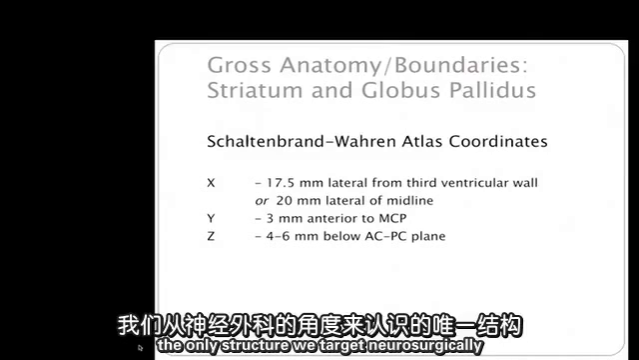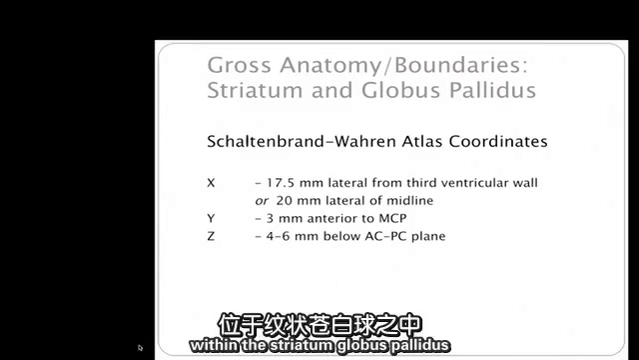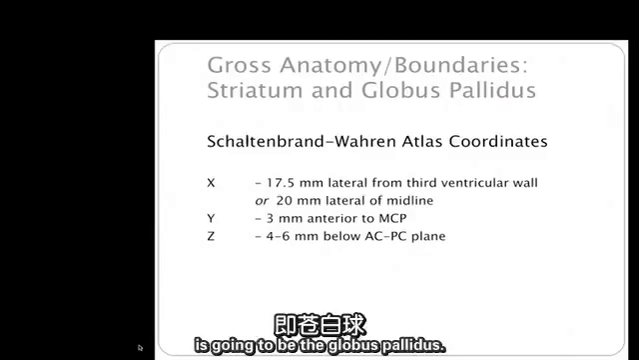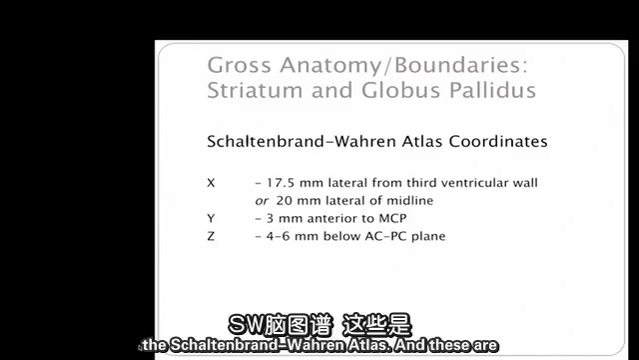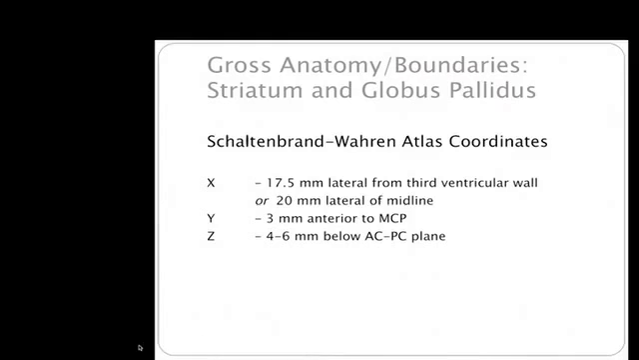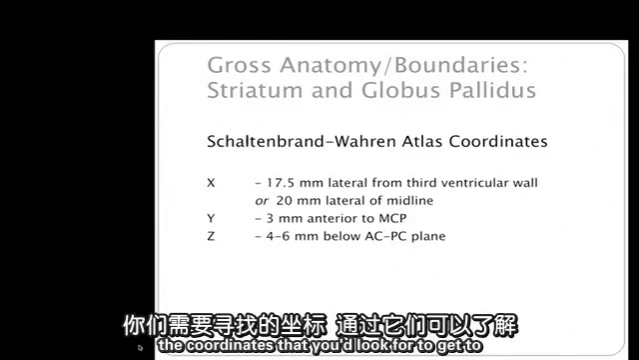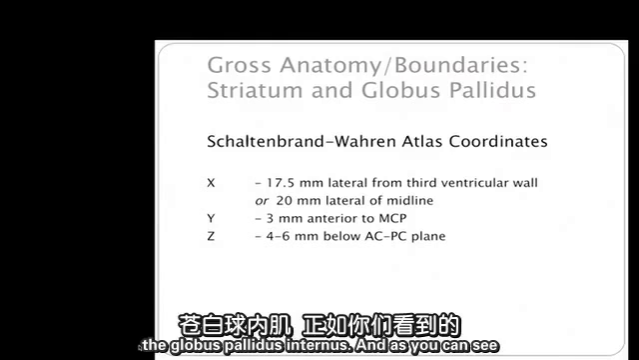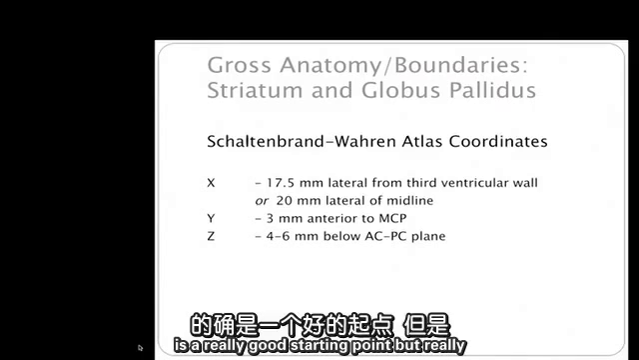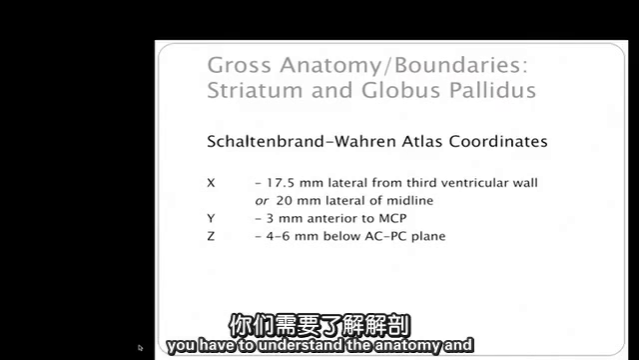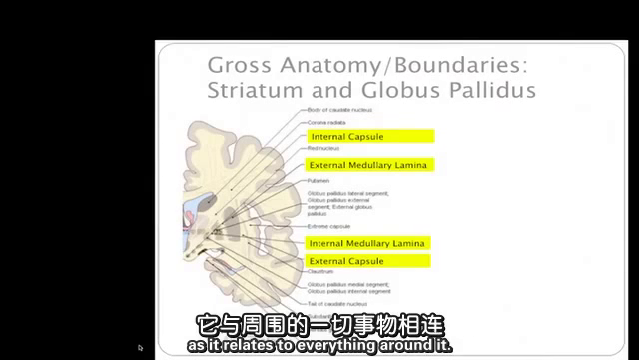the only structure we target neurosurgically within the striatum and globus pallidus is going to be the globus pallidus. Really, we rely on the Schaltenbrand-Wahren atlas, and these are the coordinates that you look for to get to the globus pallidus internus. And as you can see, it doesn't really mean much to just have these numbers, and that's why I think using these numbers is a really good starting point. But really, what you have to do is understand the anatomy and how it relates to everything around it.